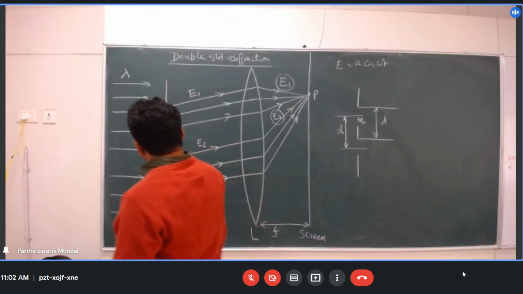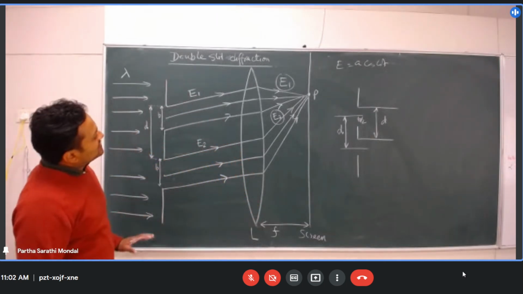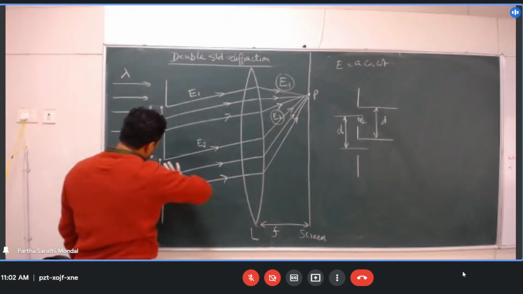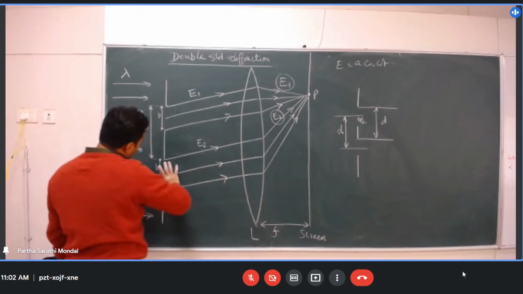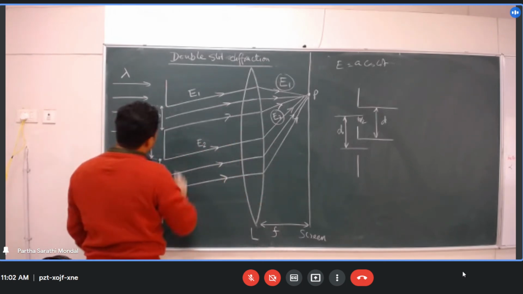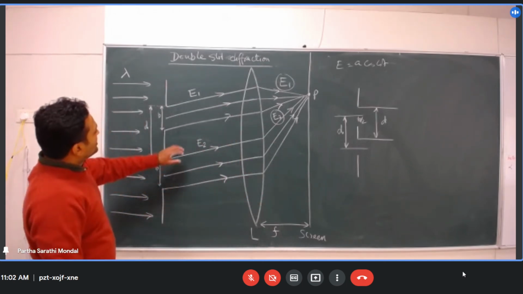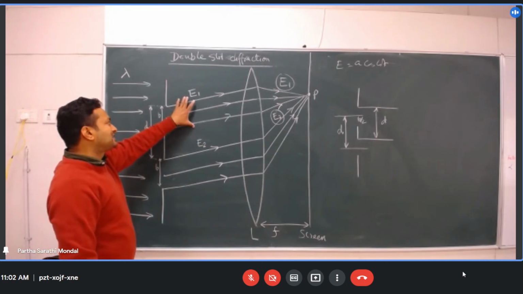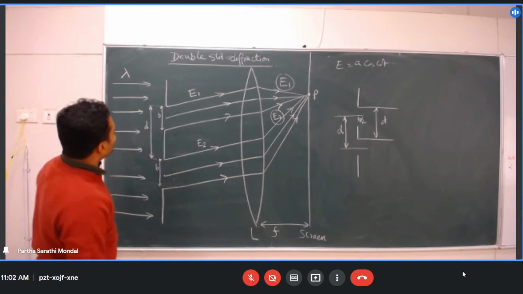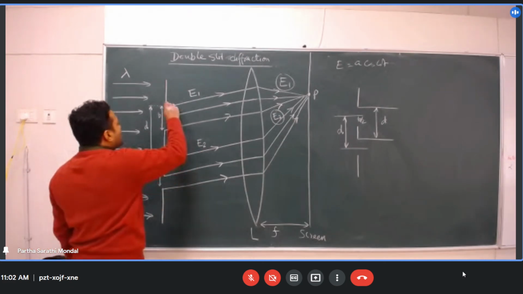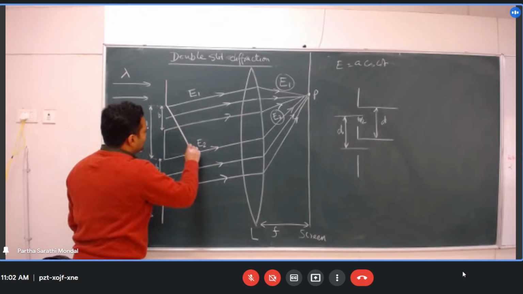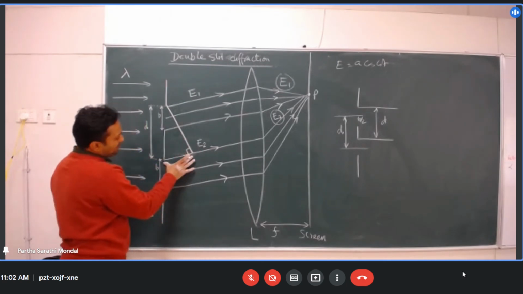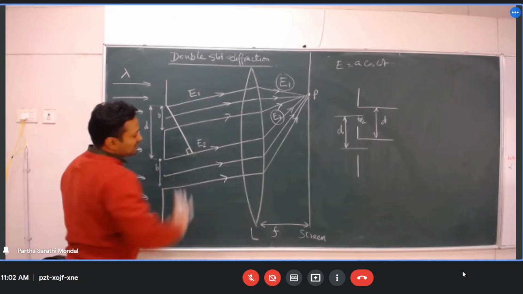Now consider this as one single ray and this as another single ray, and they are coming out from here. If I want to find the path difference between this single ray E1 and E2, what do I have to do? I have to draw a perpendicular from here to here. So this is the path difference between E1 and E2.